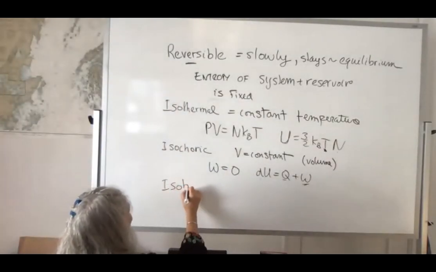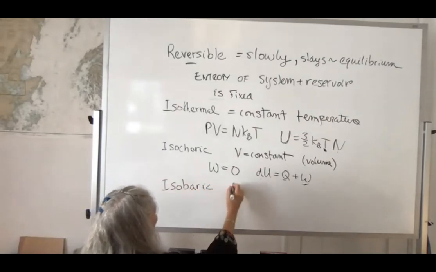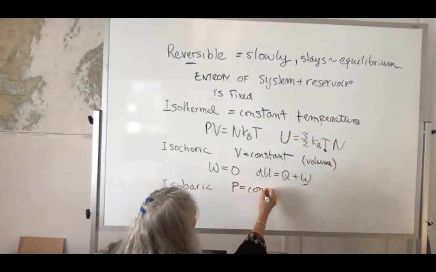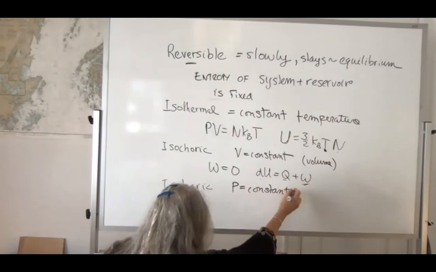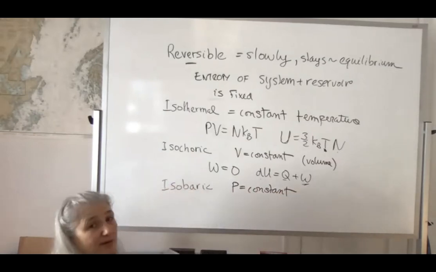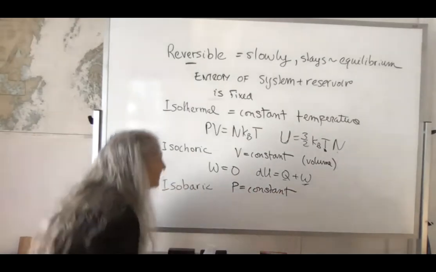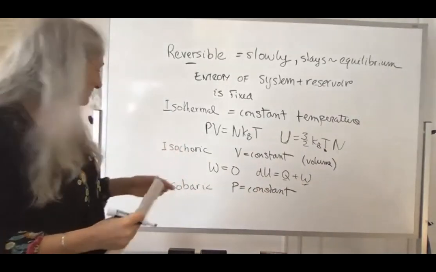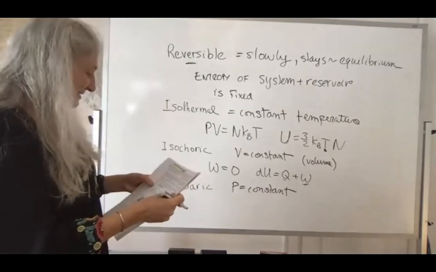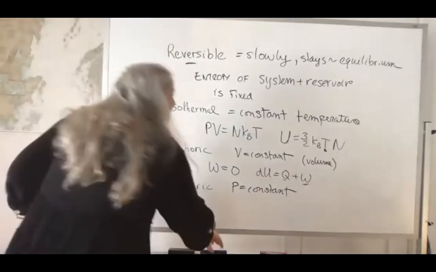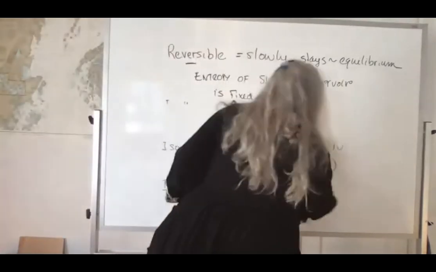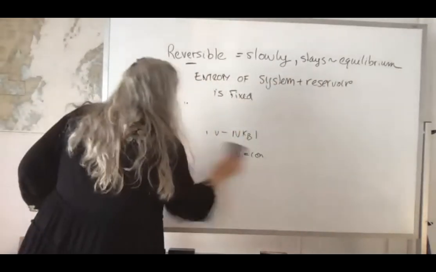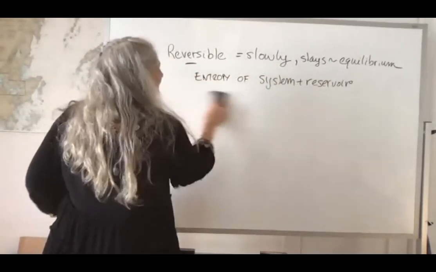Okay, so that's isochoric. Isobaric means pressure is constant. And if you do an operation on a gas at constant pressure, then you are doing work because PdV is not 0. So the last two definitions that you'll see people use.